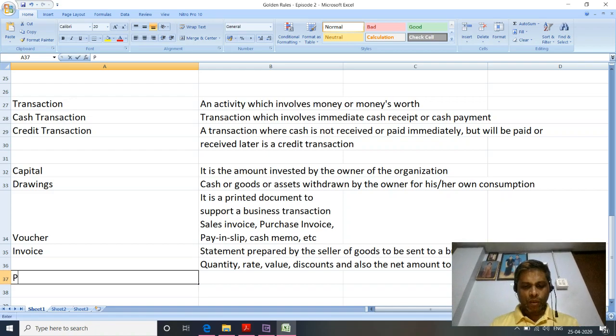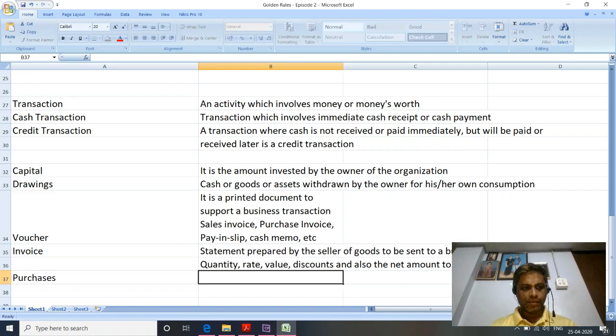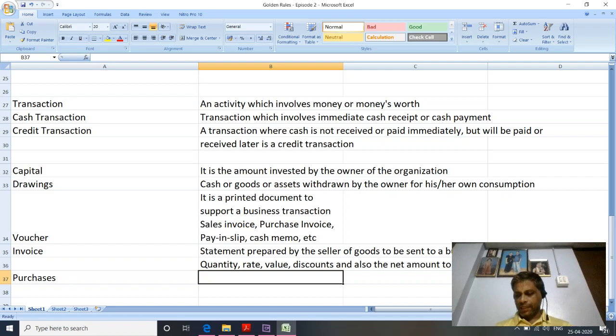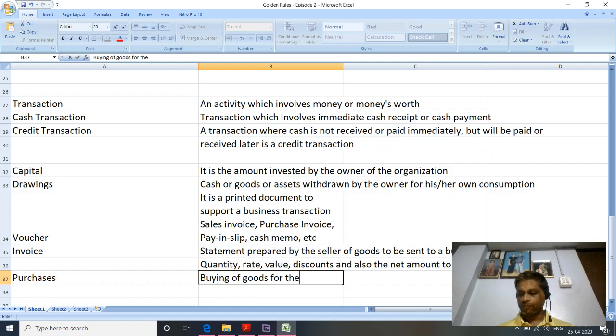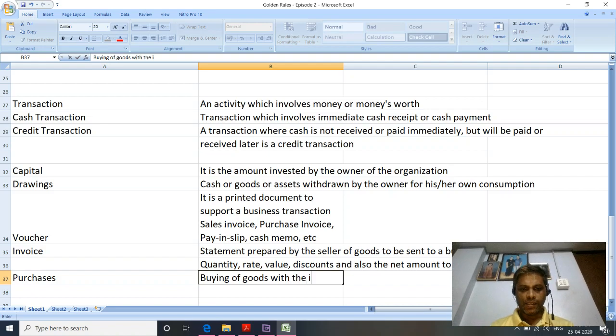Let's talk about the next one, purchases. What is a purchase? Buying of goods with the intention to sell is called purchase.